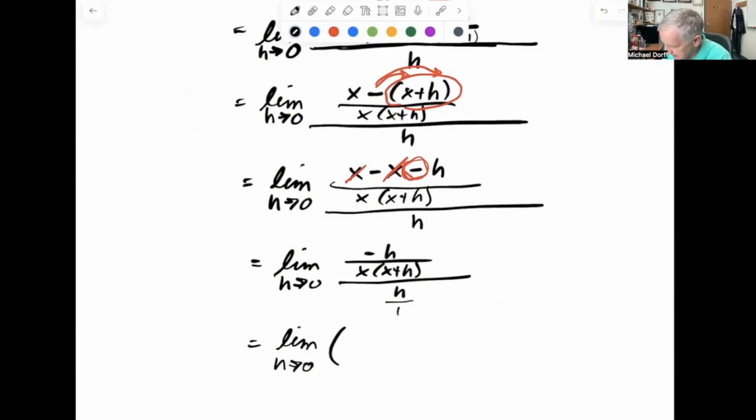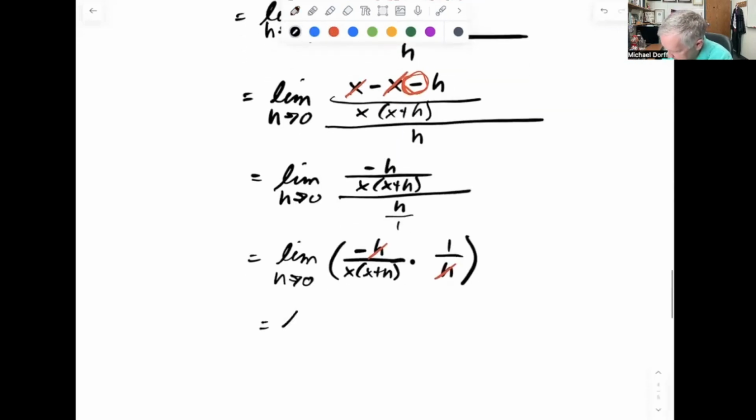So I'll write that as the first fraction here, and I'll multiply by the reciprocal of the second fraction, which is this. All right, and then I can see I can cancel out the h's here. And when I do that, I've got the limit as h goes to 0. I have a negative 1 on top, and I have an x times parentheses x plus h in the denominator.